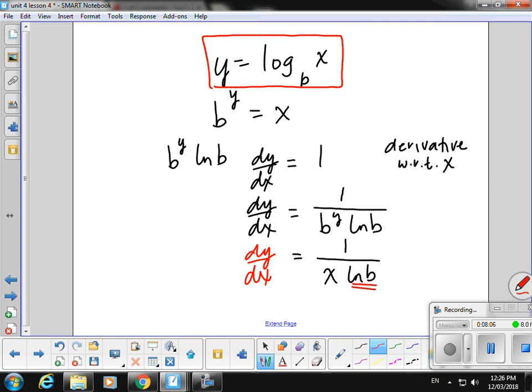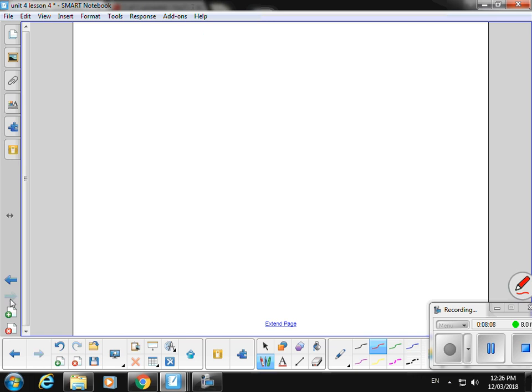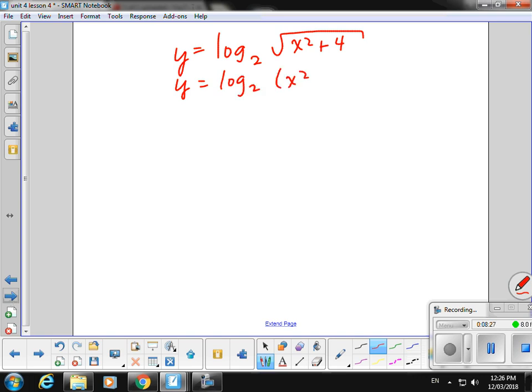So let's do a few examples. My first example is y equals log base 2 of ugly. I could write that, I suppose, as log base 2 of x squared plus 4 to the 1/2. That can help some of us as well. Or you can bring that 1/2 out to the front, doesn't matter.